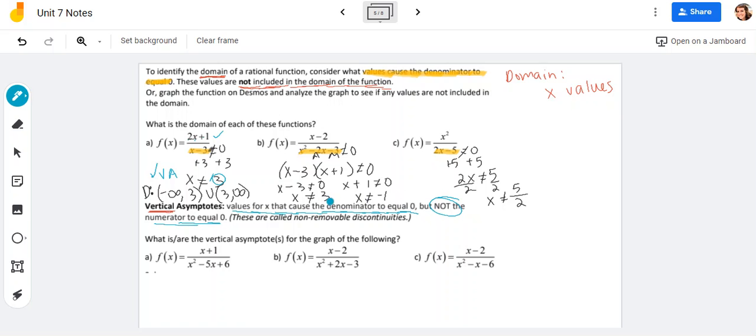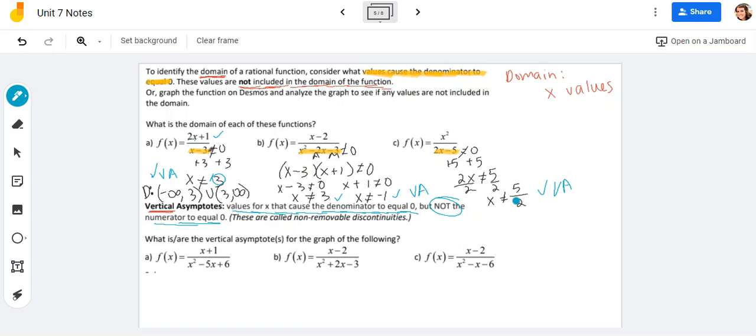If we check our middle one and plug in 3, or if we plug in -1, both of those are okay. They're both also vertical asymptotes. If we check the last one, 5 halves squared, if we plug that in, that's also going to be okay. So we happen to find all those vertical asymptotes as well.